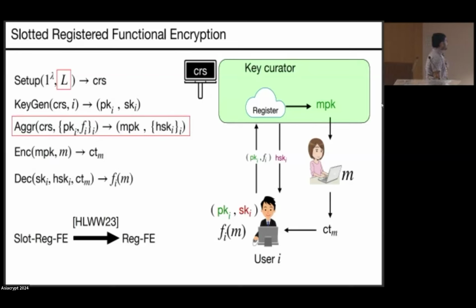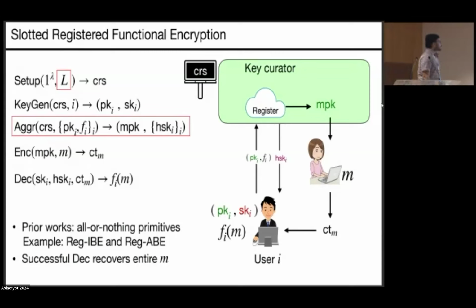The importance of introducing this notion of slotted registered FE lies in the fact that in a prior work, Hohenberger et al. showed that if you can construct slotted registered attribute-based encryption, then you can generically transform it into a full-fledged registered attribute-based encryption using a power-of-two style transformation. In this work, we showed that this transformation also holds in the case of functional encryption. Which means that if we can construct a slotted registered FE for a specific class of functions, then we can generically upgrade it to a full-fledged registered FE for that particular class of functions.